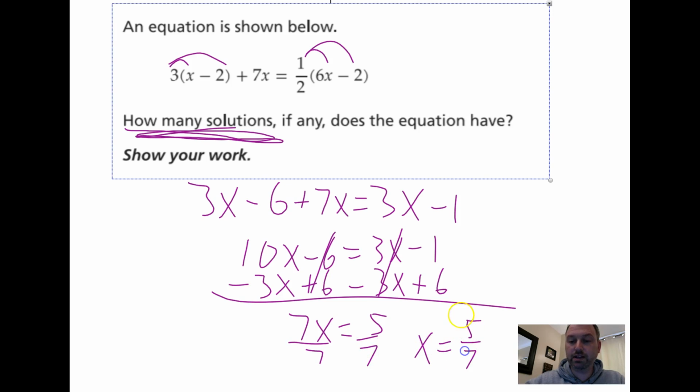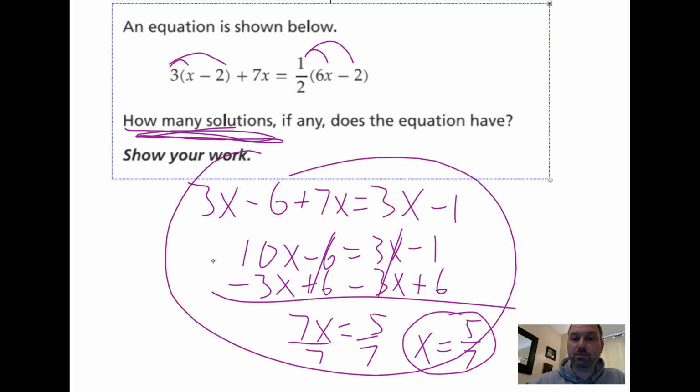Now again, like I said in the beginning, don't stop here, because that doesn't answer the question. You solved it correctly, but the question is how many solutions are there? So after you show all this correct work, in the answer box of the equation editor you would write 1 solution. Okay. Next.